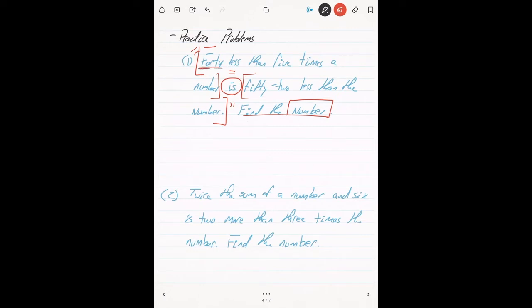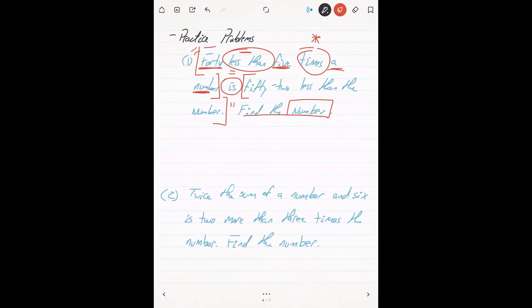40 less than 5 times a number. Oh boy. Okay, well, let's see here. A lot of details. Less than, if you remember, implies subtraction. And times implies multiplication. I'm going to use the asterisk symbol for multiplication. Let me see if I can make that a little neater. I don't want to use x because we're going to use that for a variable. So we're doing some subtraction and we're doing some multiplication.